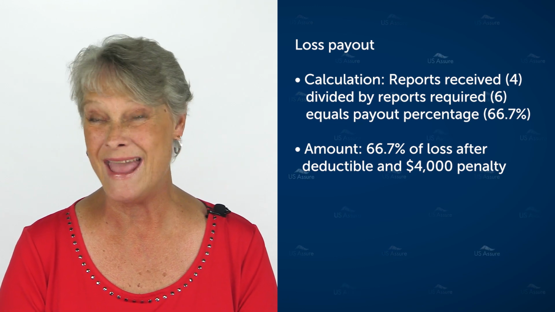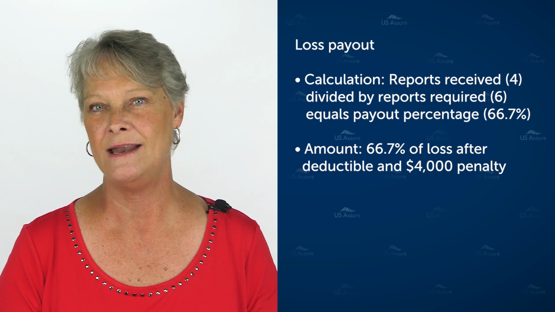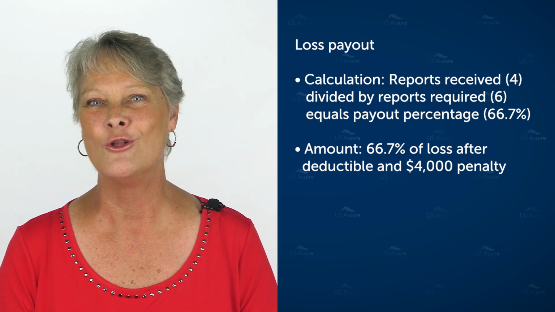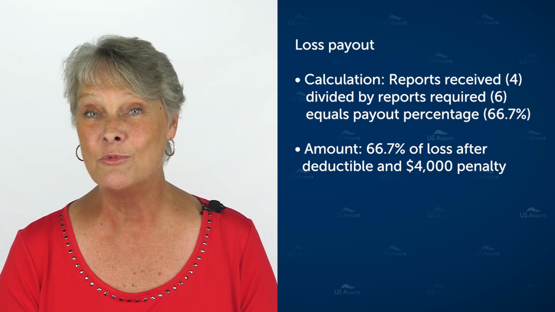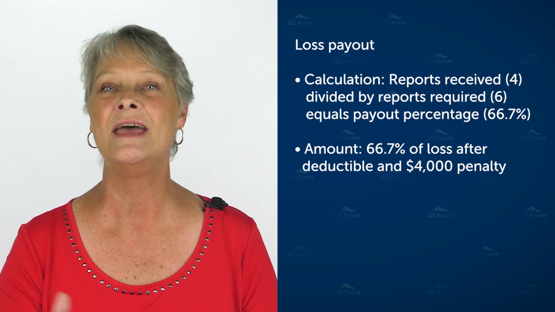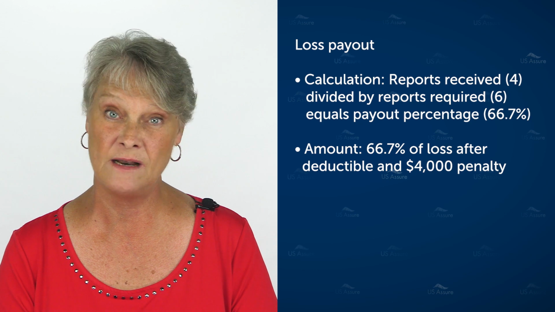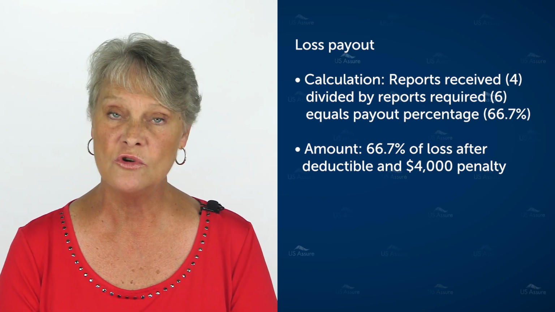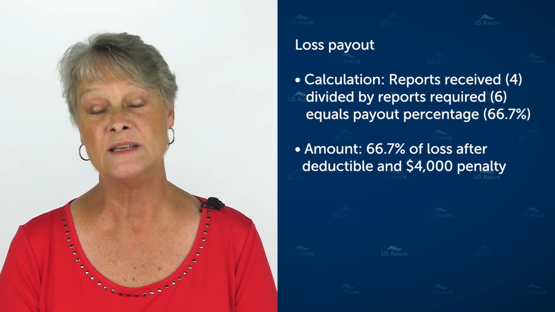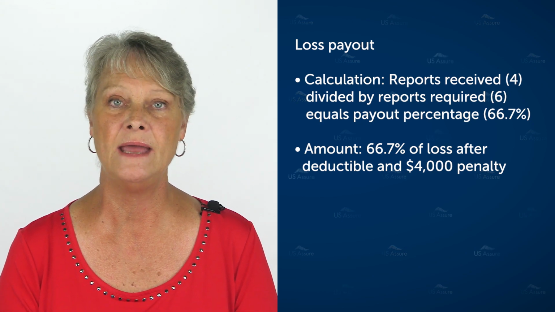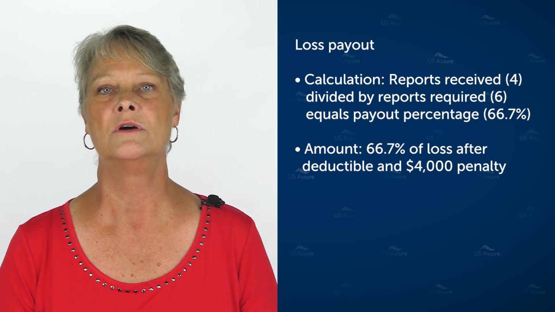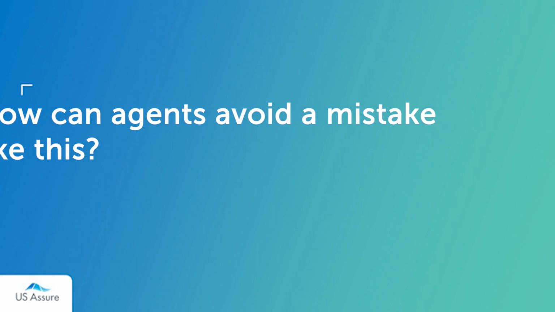66.7% of the loss was paid, and let me explain how it's paid. They first determine what the total loss is, they take the deductible from that amount, then they put the penalty on it. So all they got was 66.7% of that final number, so the insured suffered a $4,000 penalty that they did not get paid. You know, that could be the contractor's monthly salary.